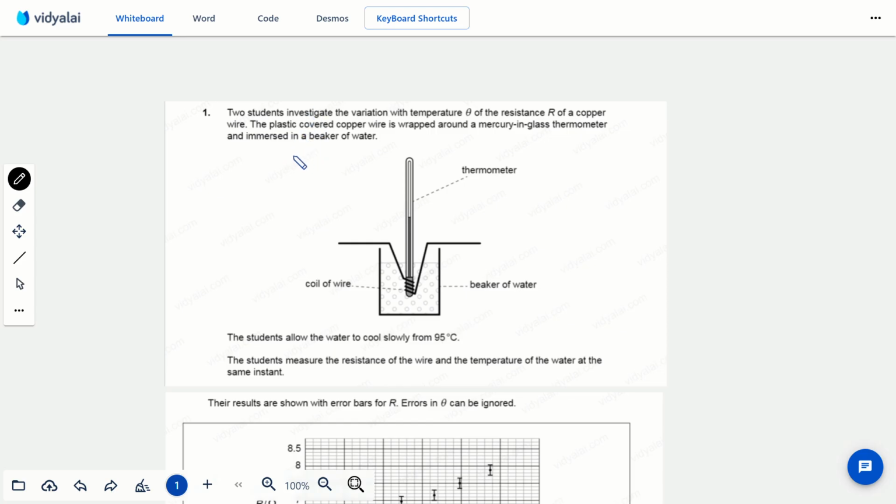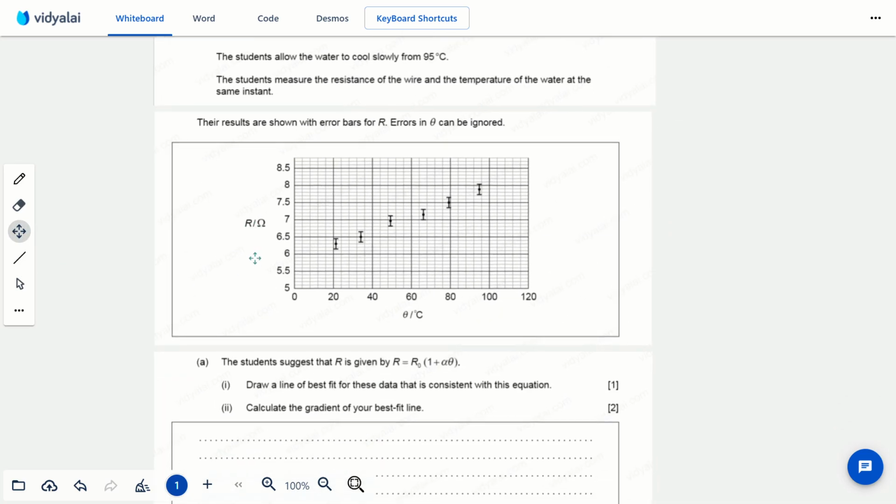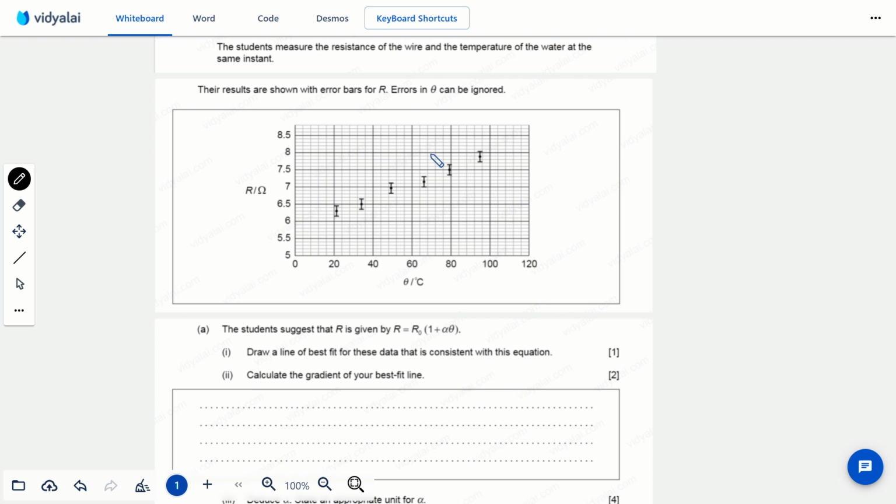So, this is our first problem, and if you have gone through it, here's what we have. We have some students trying to figure out the relationship between the resistance of this wire with its temperature, and the data that they have collected has been plotted on this graph. The first part of the question requires us to draw a straight line through these points.